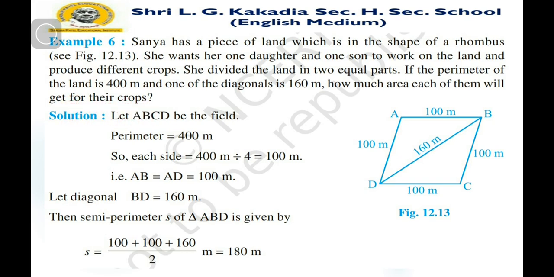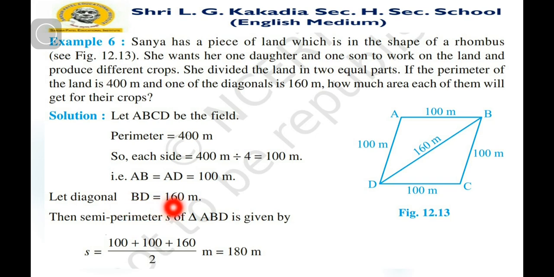So here you can see that the given field ABCD is a rhombus and its perimeter is 400. Then we know that the perimeter of a rhombus is 4L. So each side is equal to 400 meter divided by 4, because all sides are equal. So perimeter divided by 4 sides is equal to 100 meter. So each side is 100 meter. That is, AB is equal to AD is equal to 100 meter.